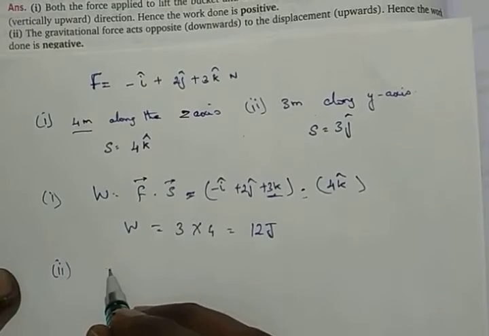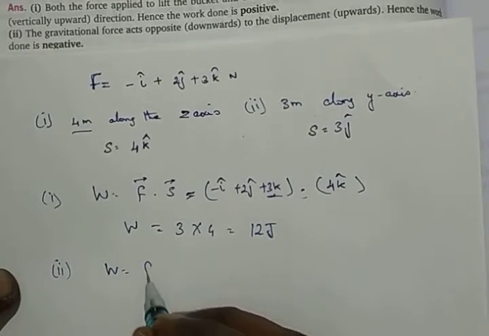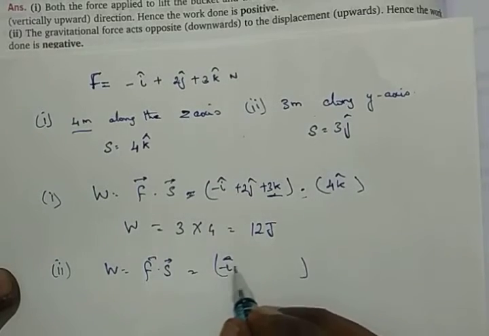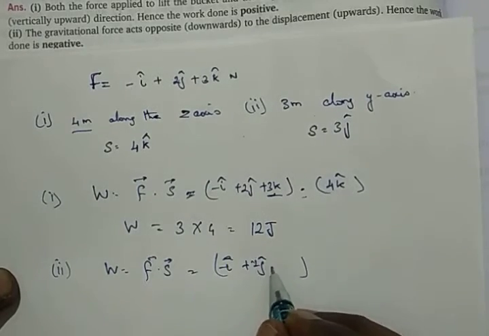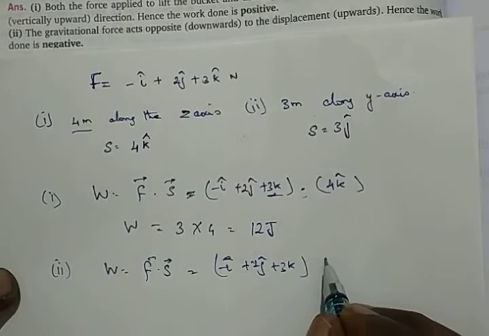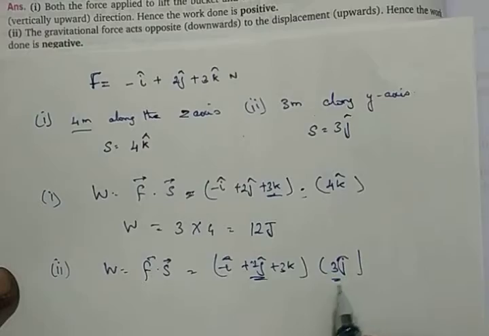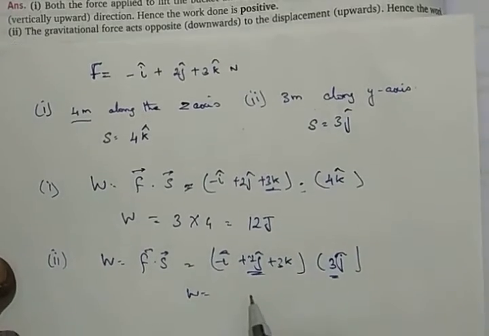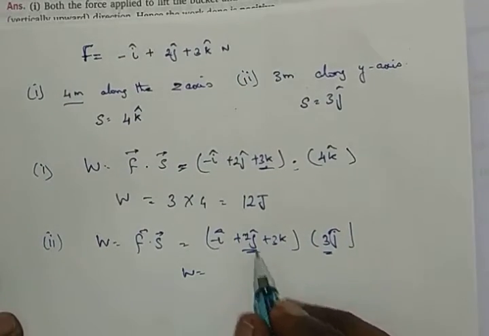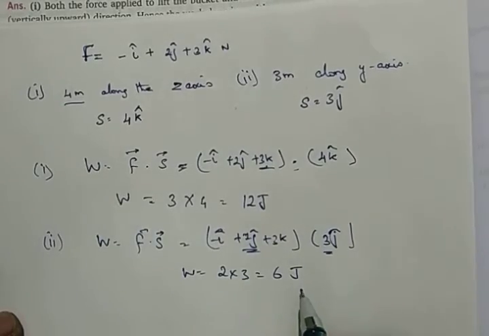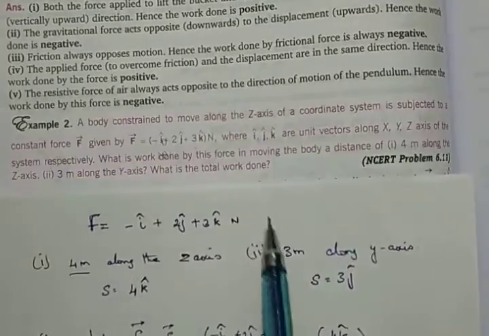Second part, W is going to be equal to F dot S, which is minus i cap plus 2 j cap plus 3 k cap into 3 j cap. So this one and this one only will get multiplied, because you need to do the work done. 2 into 3 is going to be 6 joules, right? The question is not over.